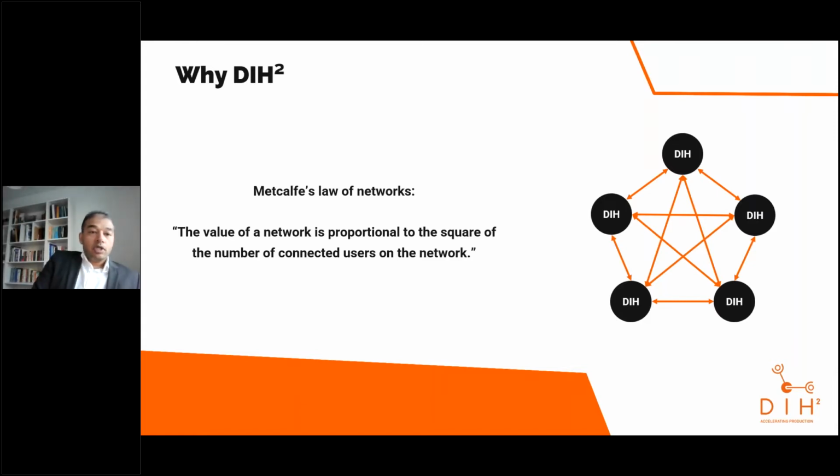As you know what digital innovation hubs are, but why we put a square there is to emphasize that what we are looking at is to get more value out of the network. The value of the network is not just how many members you have. If you enable the connections between different digital innovation hubs or different members of a network, it's proportional to the square of it. So it exponentially increases the value for every member of the network.